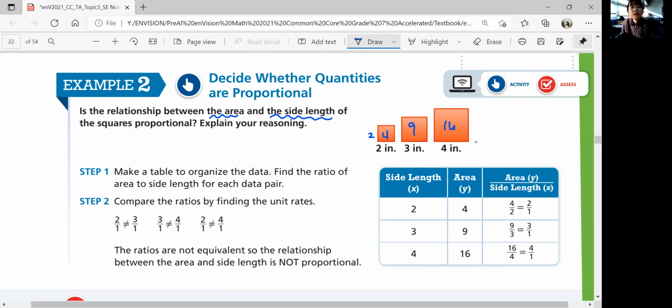Okay, so we can divide area by side length in order to see the ratios. 4 divided by 2 is 2. 9 divided by 3 is 3. 16 divided by 4 is 4. I mean, they have patterns, but do we have the same ratio? No, 2, 3, and 4 are not the same. So we can conclude that the area and the side length of the squares do not have a proportional relationship. Okay, it's going to be something else, but they do not have a proportional relationship.